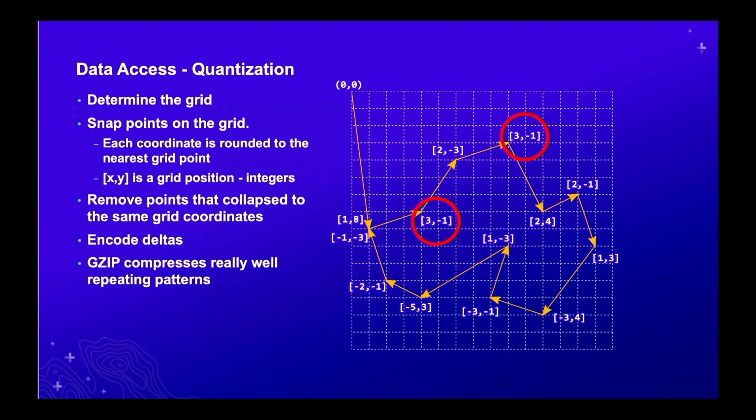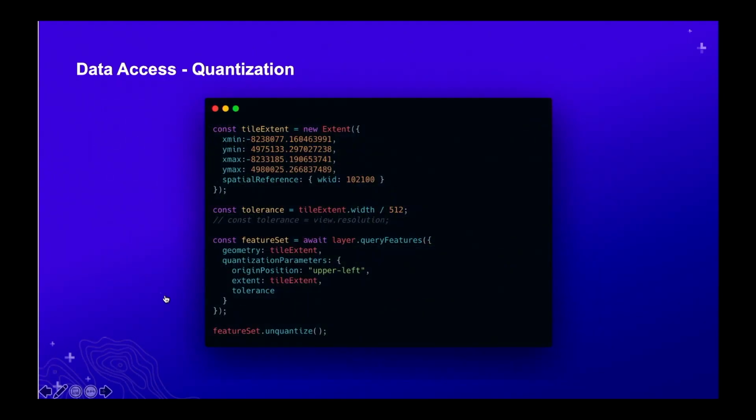So all the geometries will be encoded the same way, and they will look alike, and GZip can compress this very, very well. So in terms of the API, the way you use it is to define your extent for the quantization, basically the reference, and then you have the tolerance. In this case, I want to display that tile in 512 pixels, so it's the number of map units divided by the number of pixels, to define the grid. Otherwise, you could use the view resolution, for example.